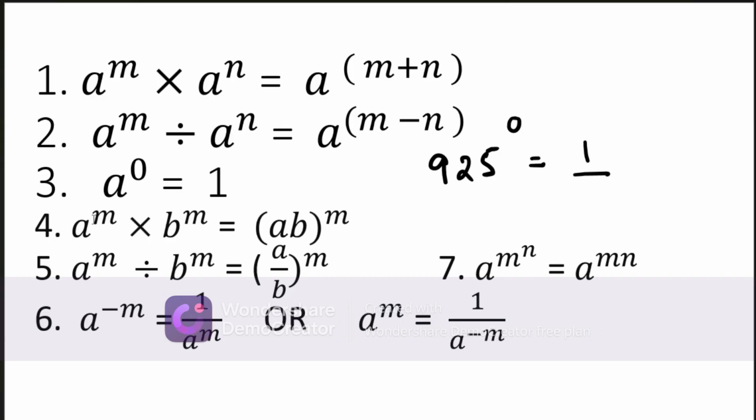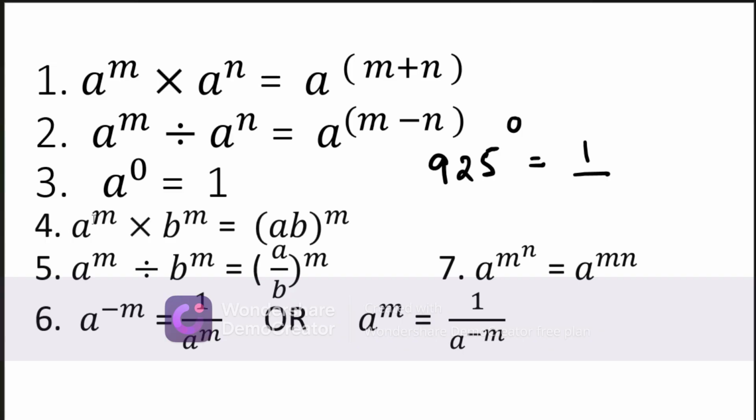Now number 6, a to the power minus m. This is the negative exponent form. To change it into the positive exponent form, just write the reciprocal of the number. So a to the power minus m, you can write as 1 by a to the power plus m. So this is in positive exponent form. Or you can change the positive exponent form into negative also. For a to the power n, the number is in positive exponent form. To change it into negative exponent form, just write the reciprocal of the number. So 1 by a to the power minus n.